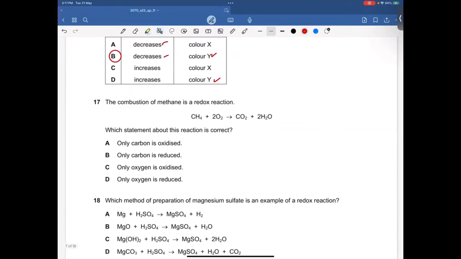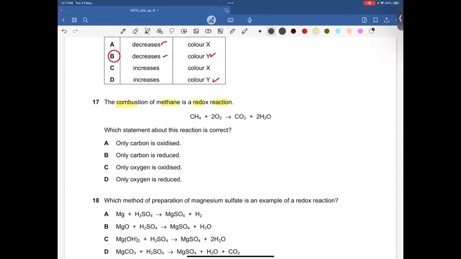Question number 17. The combustion of methane is a redox reaction. Which statement about this reaction is correct? In methane, the oxidation state of carbon is -4. In carbon dioxide, the oxidation state of carbon is +4. So basically, carbon is oxidized from -4 to +4. Whereas in oxygen, the oxidation state is 0. Over here, the oxidation state is -2. So it's basically a decrease in oxidation state.